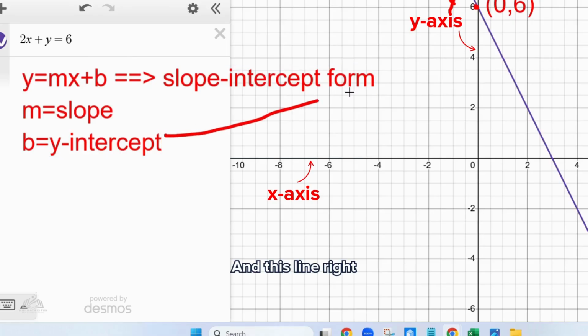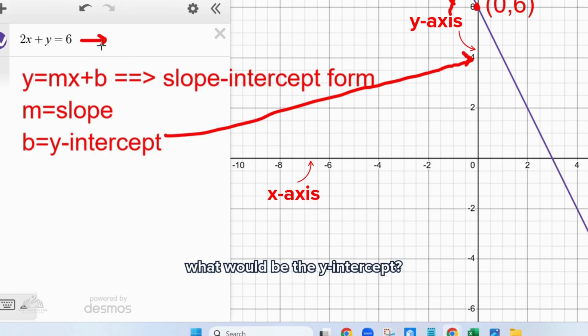And this line right here is the y-axis. So in our example here, what would be the y-intercept? The y-intercept would be 6. Okay?